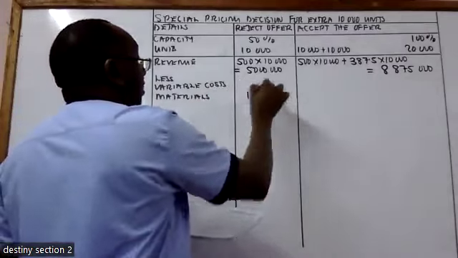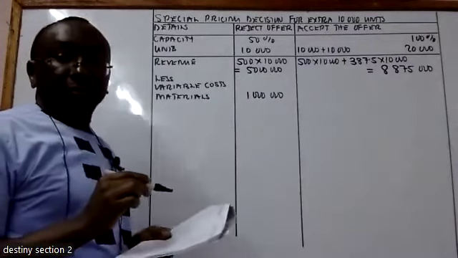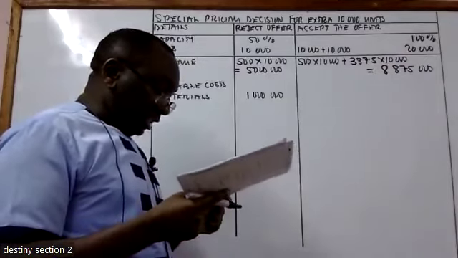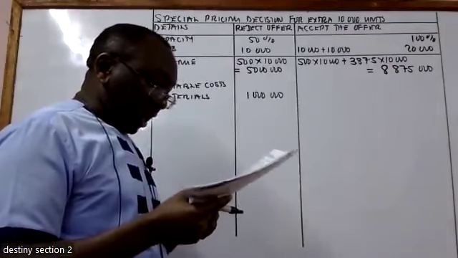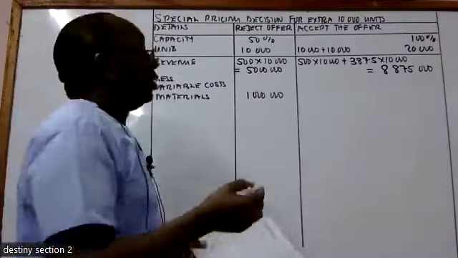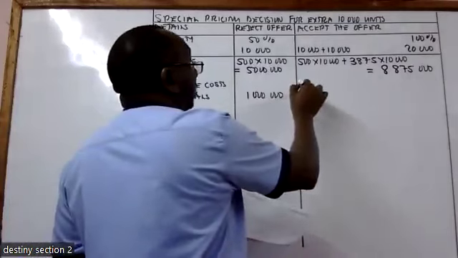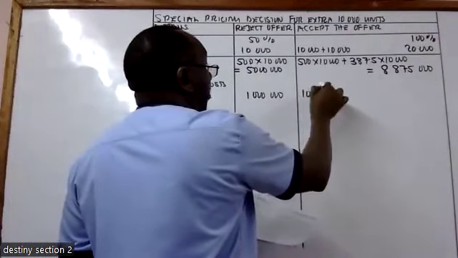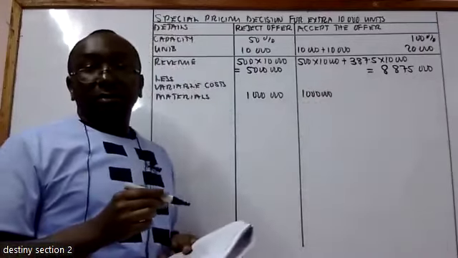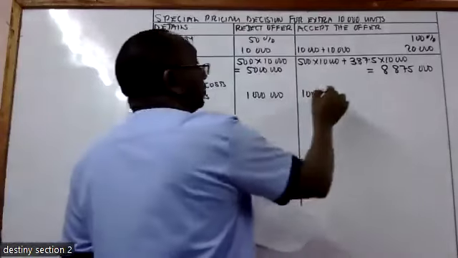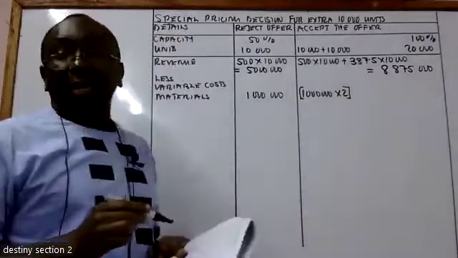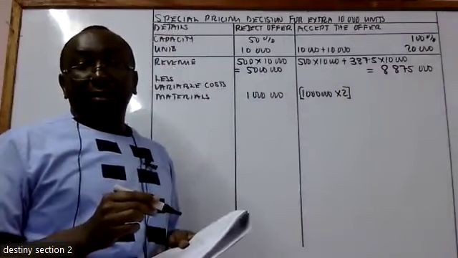That one does not have workings. It's 1 million. But on this other side, we are told the increased volume of purchases will reduce the material price by 2.5. So we will say that our material will be 1 million times 2, so that it takes care of the next 10,000.